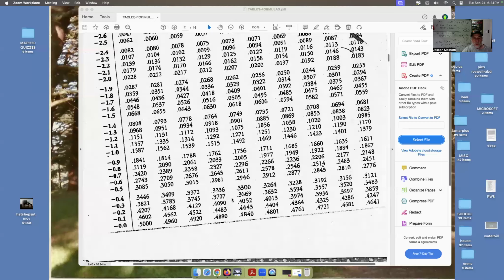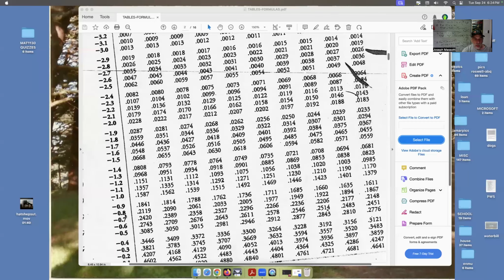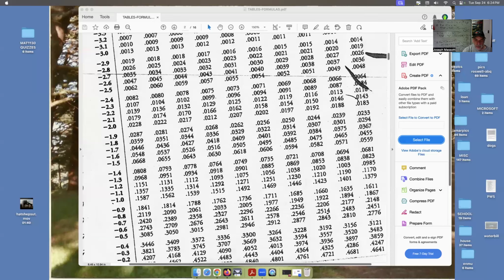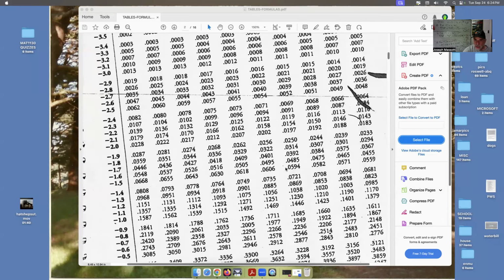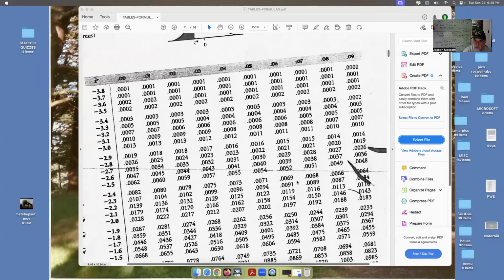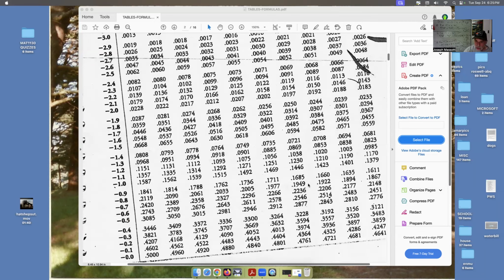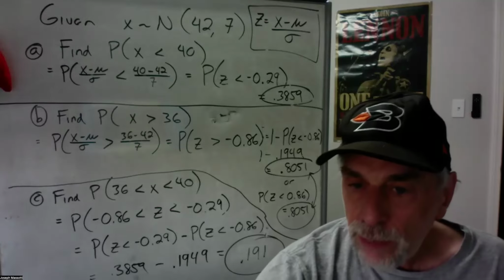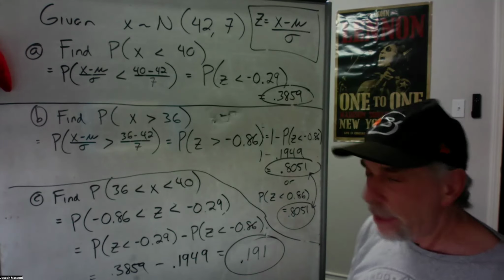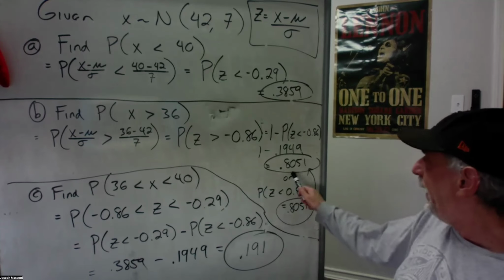But let's just look at that, negative 0.8, and over to the sixth column, we see the answer we're looking for. Well, that's not the answer. That's what we're subtracting from the total area of 1 to get our answer, right? This is the 06 column. Notice up here, and we go down to negative 0.08, and the 06 column. We subtract this probability from the total probability of 1, and we get our answer of 8051.